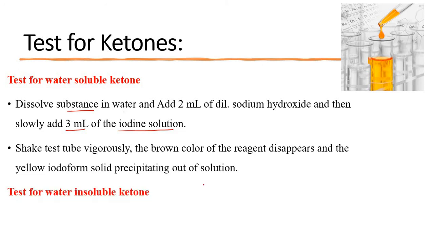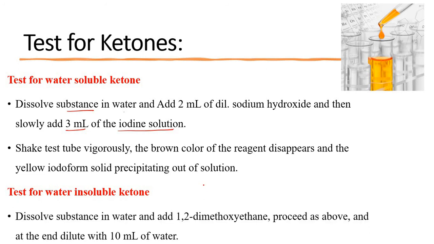Now the test for water insoluble ketones. You have to dissolve the substance in 1,2-dimethoxyethane. Proceed as above, and at the end dilute it with 10 ml water. In this way, the functional group of ketones will be identified.